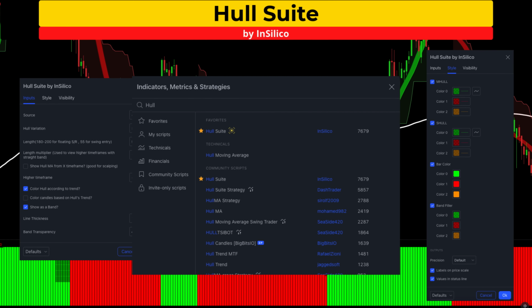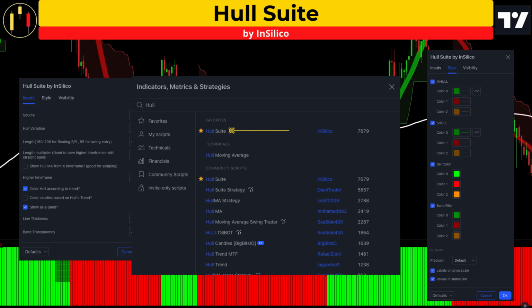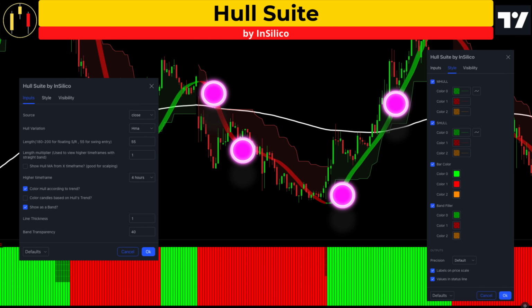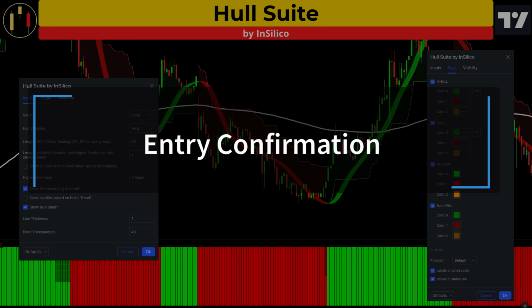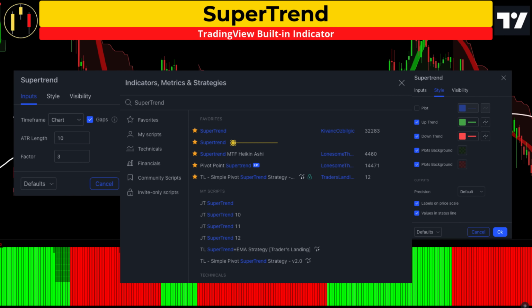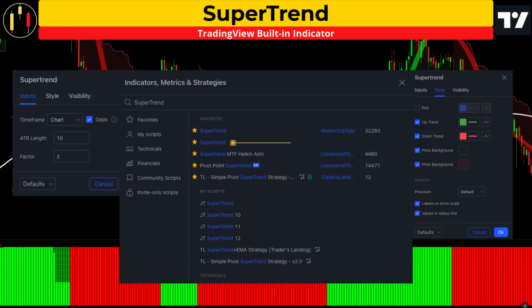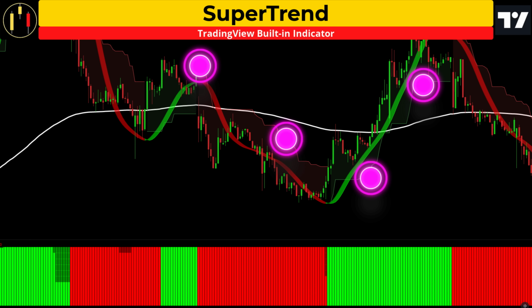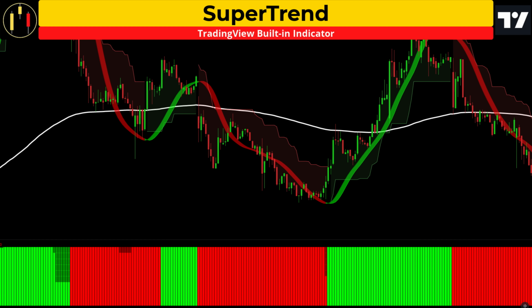The third study is the Hull Suite. Style and inputs will be kept at default. The Hull is an extremely responsive and smooth moving average created by Alan Hull in 2005. In the Trend Mover, this study will provide additional confirmation for entries. The last indicator is the standard Supertrend. Inputs and style will be kept at default. The Supertrend will not only confirm entry signals, but also set a dynamic stop-loss level.